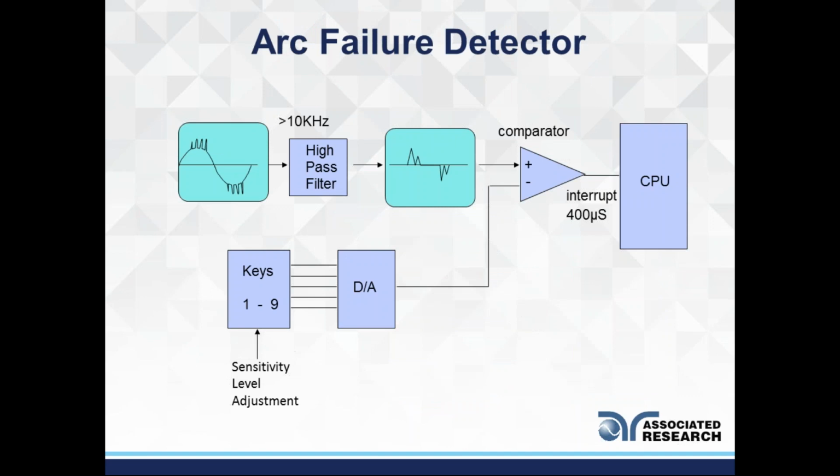Now, how is arc detected, at least in terms of Associated Research Hipot testers that incorporate an arcing failure? Well, first of all, high impedance arcs and coronas generate high frequency current pulses that ride on the low frequency input waveform. The way arc detection works in Associated Research models is that those signals are fed through a high-pass filter. So those high-frequency arcs are filtered from the low-frequency input waveform, and the user is able to program the sensitivity level of the arc detection in our instruments.